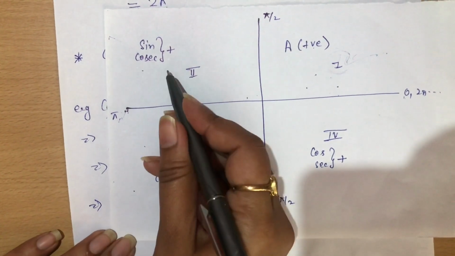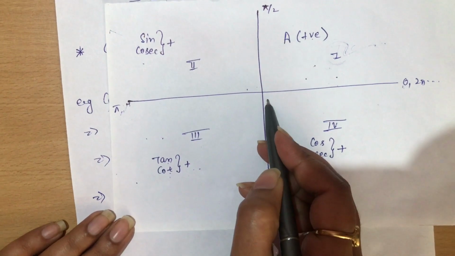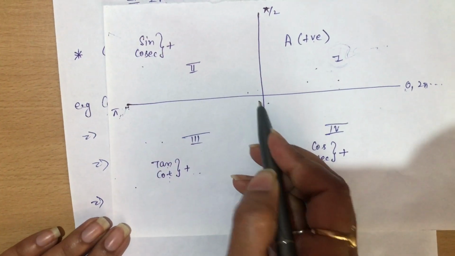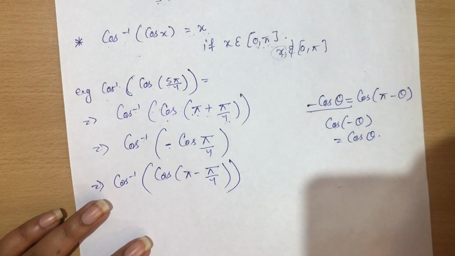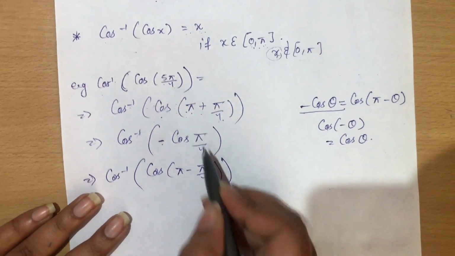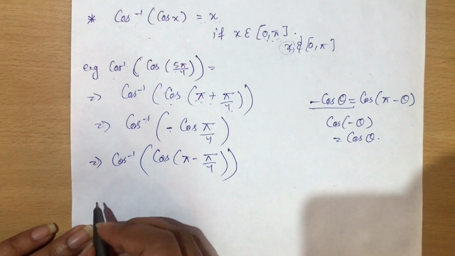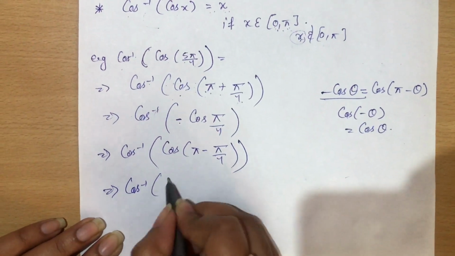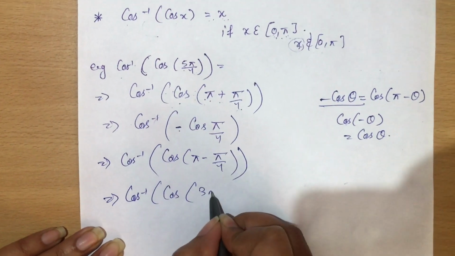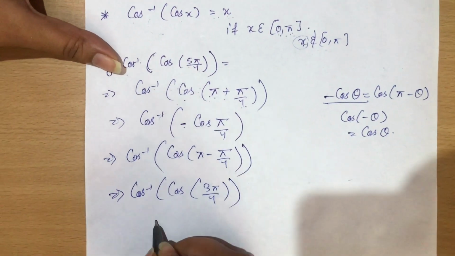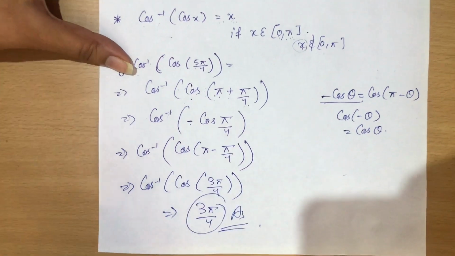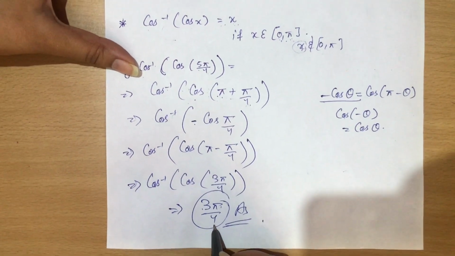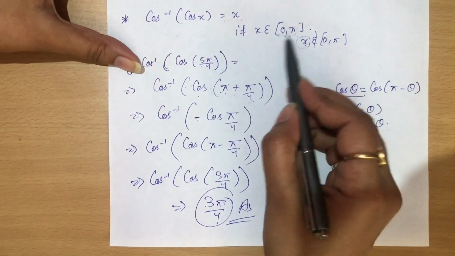And students, this is pi minus pi by 4, which lies in the second quadrant, and in the second quadrant your cos is negative, so this is a negative sign. With pi, no transformation occurs, and your theta is pi by 4. Okay students, so let's solve this. You will get 3 pi upon 4, and this will equal 3 pi by 4. This is the answer. Why? Because 3 pi by 4 lies in this principal range.